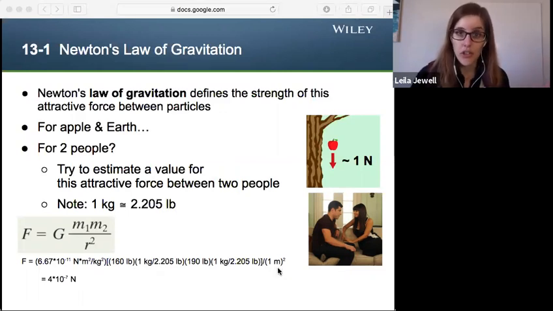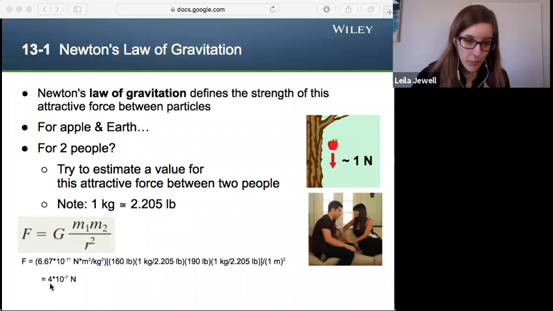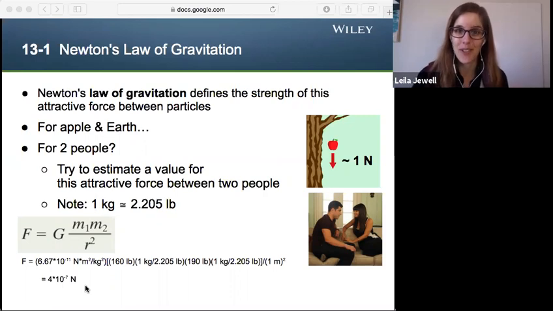This is not social distancing, so please be aware, if this was a socially distanced setup, we would have to do 2 meters here. But 1 meter squared is easier to calculate. And so with those numbers, I got 4 times 10 to the minus 7 newtons. This is a tiny amount of force, right? This is less than half of a micronewton.